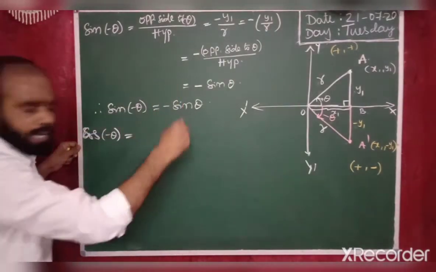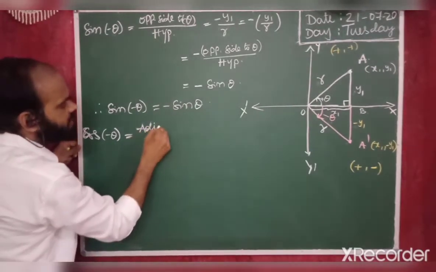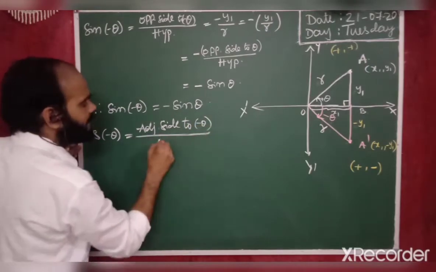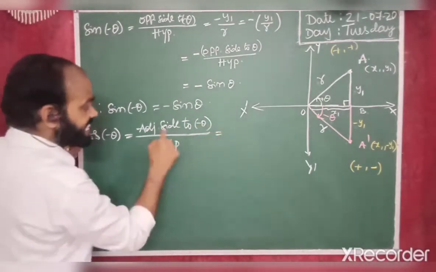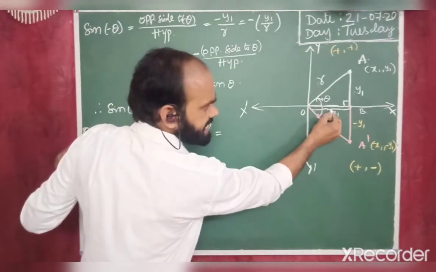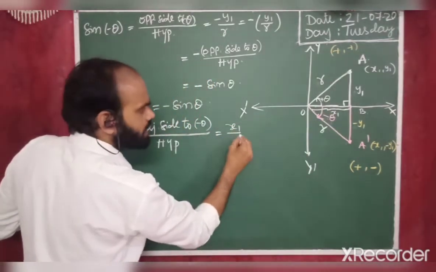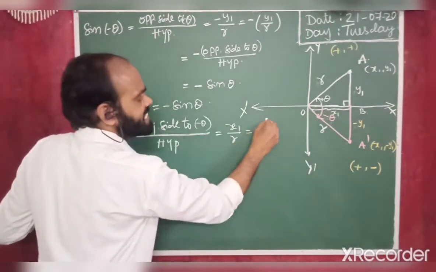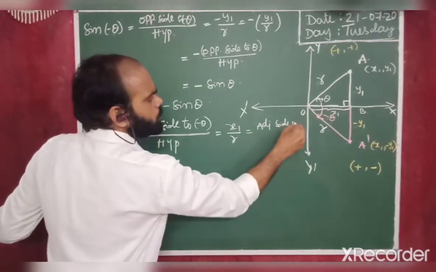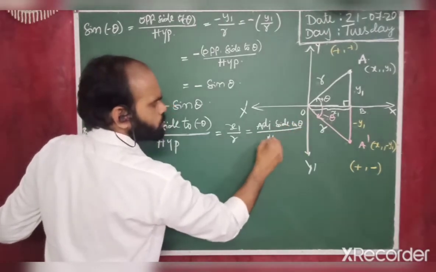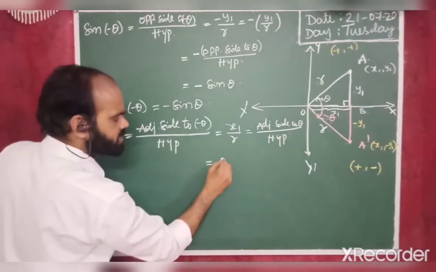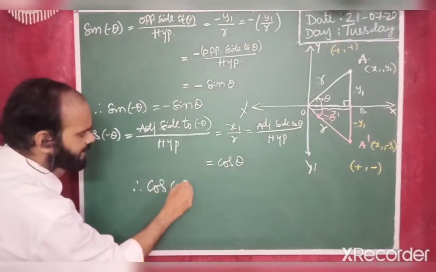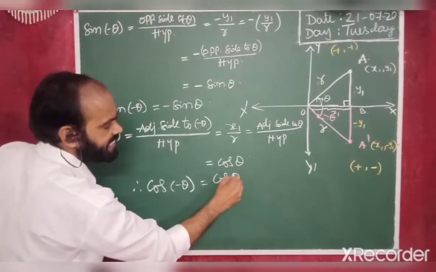What is the ratio we have? This is the adjacent side to minus theta by hypotenuse. And what is the adjacent side to minus theta? The adjacent side is the same, x1 by hypotenuse r. This is nothing but the adjacent side to theta by hypotenuse. And we know that the adjacent side to theta by hypotenuse is nothing but cos theta. Therefore, we can conclude that cos of minus theta is equal to cos theta.